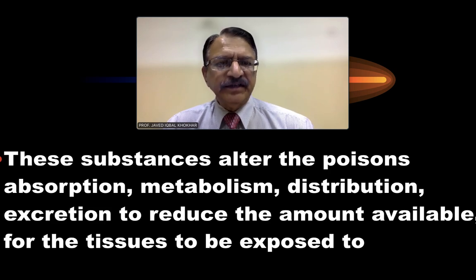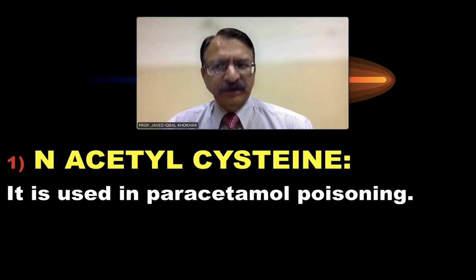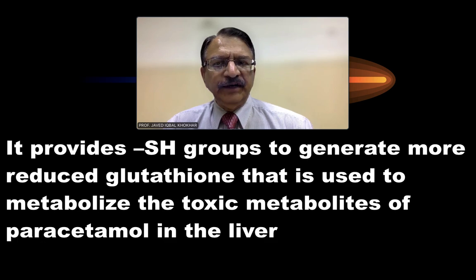Now, the dispositional antidotes. These substances alter the poison's absorption, metabolism, distribution, and excretion to reduce the amount available for the tissues to be exposed to, like N-acetylcysteine. It is used in paracetamol poisoning. It provides sulfhydryl groups to generate more reduced glutathione, which is used to metabolize the toxic metabolites of paracetamol in the liver.